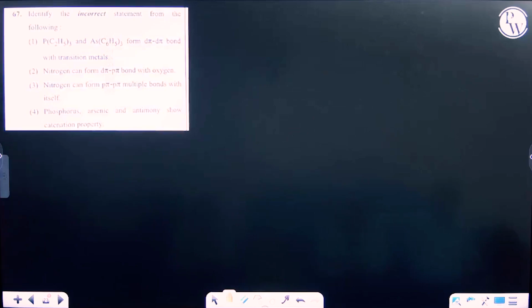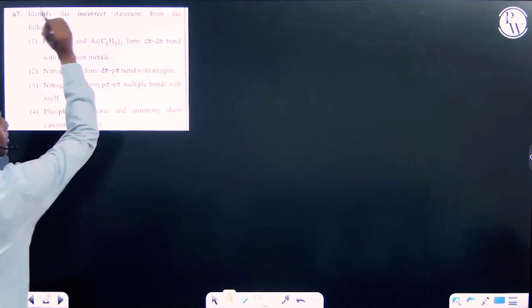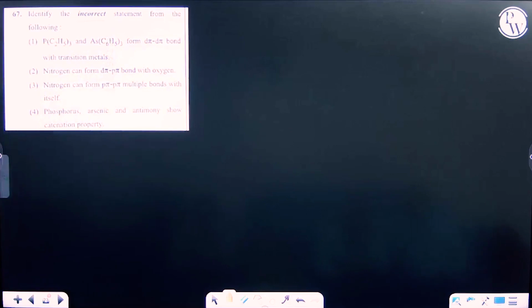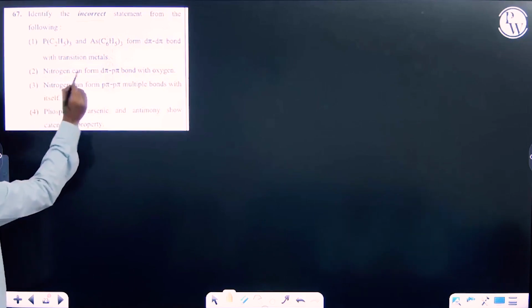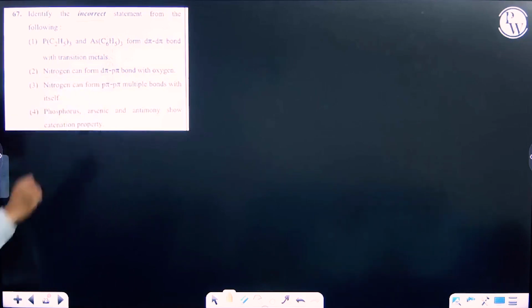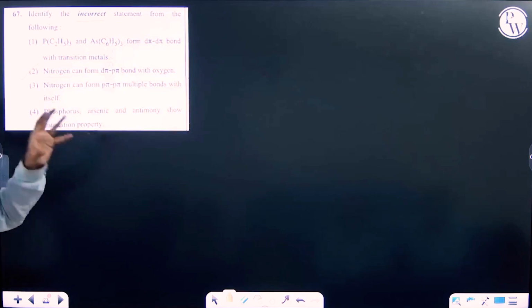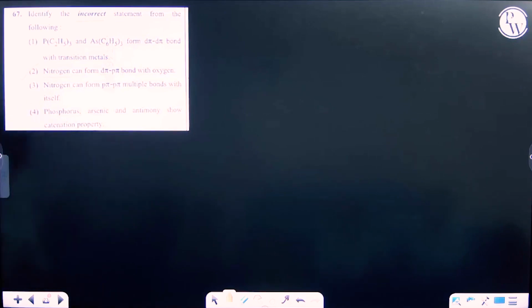Identify the incorrect one. Once again, there is a possibility of error by not reading the question, so it is incorrect. For this kind of question, you should not waste much time. You should directly go by nitrogen you are talking about, and here you are coming across d pi p pi bonding. Nitrogen doesn't have d orbitals, there ends the matter. Close the answer by just taking it. Others, you don't even need to see. You can save the time and move on to the next question.